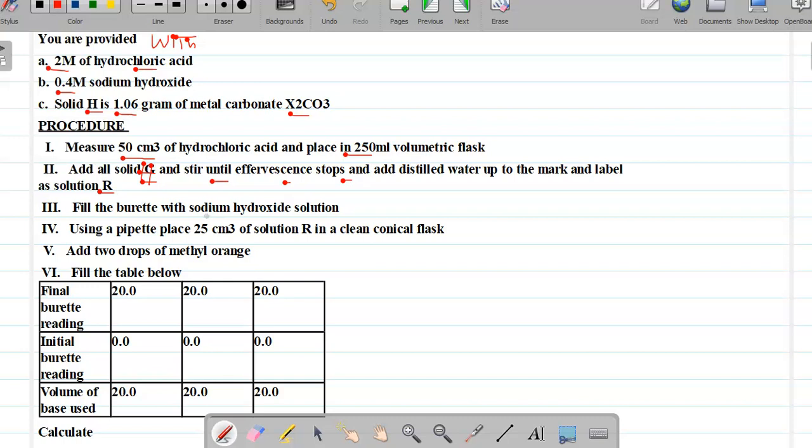Fill the burette with sodium hydroxide solution. Then you pipette 25 cm³ of solution R that you have prepared, and you place it in a clean conical flask. Then you add 2 drops of methyl orange. Then you do the titration. So when you do the titration, this is what you see.